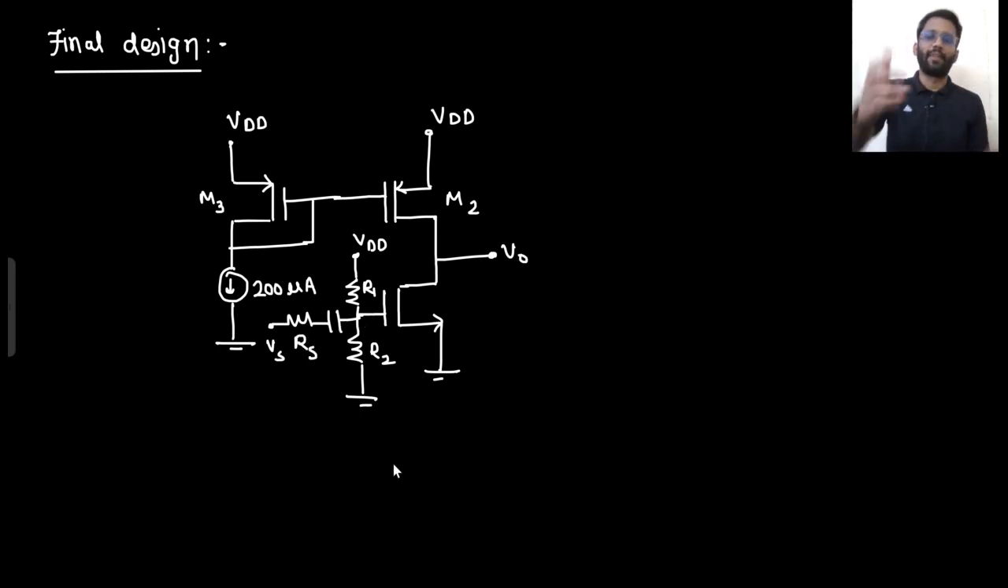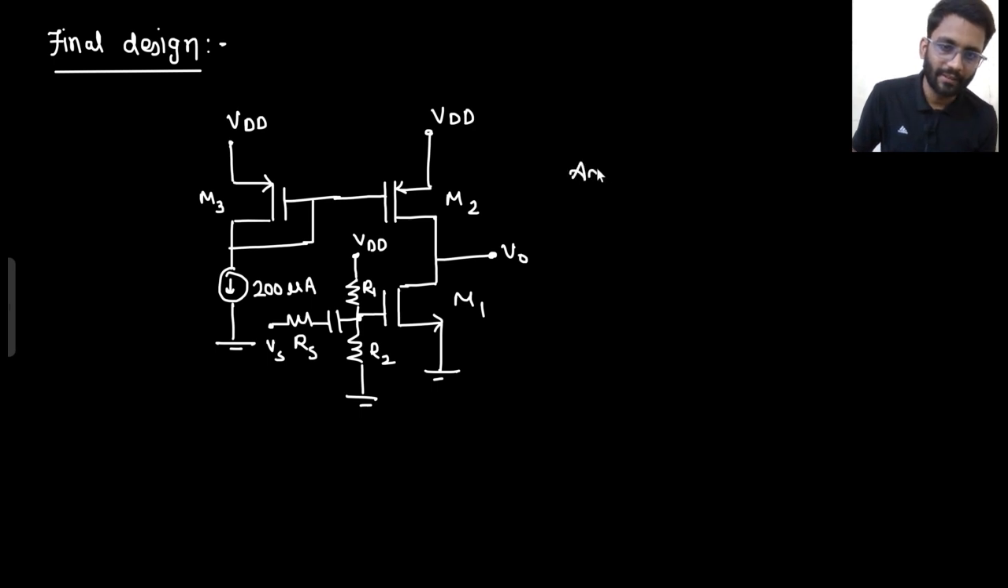So this is my final design. I am done with my final design. I used only one VDD, only one supply. I had the resistances R1, R2, and I got the bias from there. These are the transistors I am having. Let's call this transistor M1.